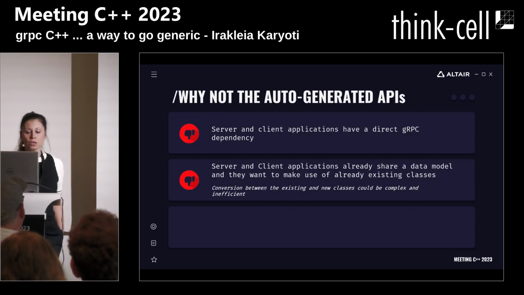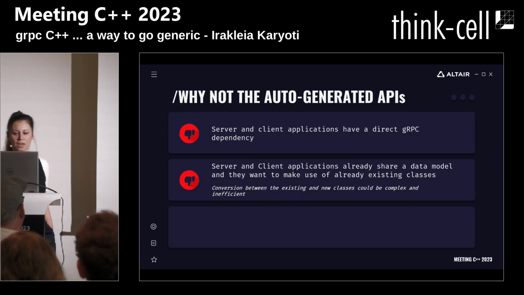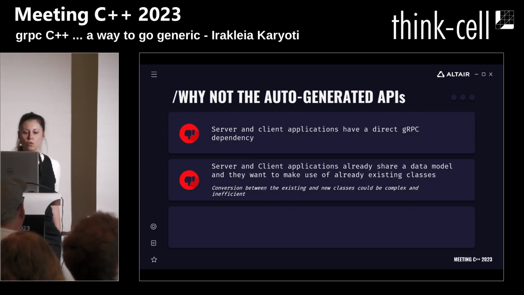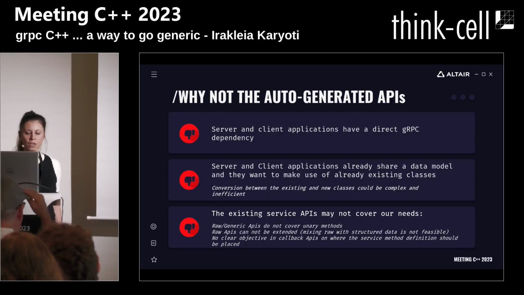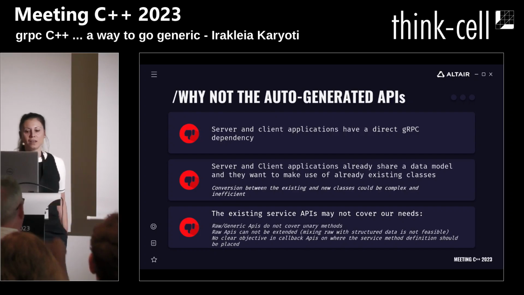If we choose to make conversion between those classes, that could be complex and inefficient, as these classes may contain a lot of information in some complex way. And also the third point, the existing APIs may not cover our needs. There are some things that you don't get for free with gRPC.